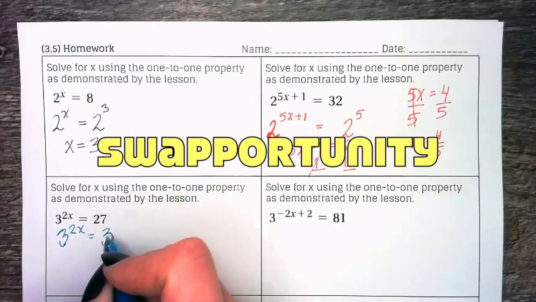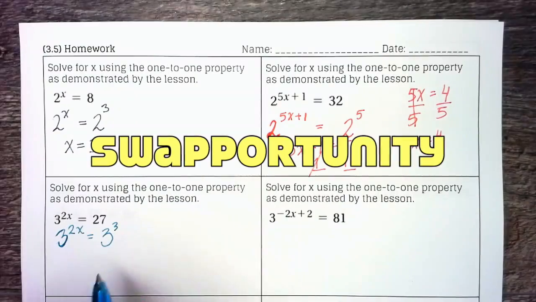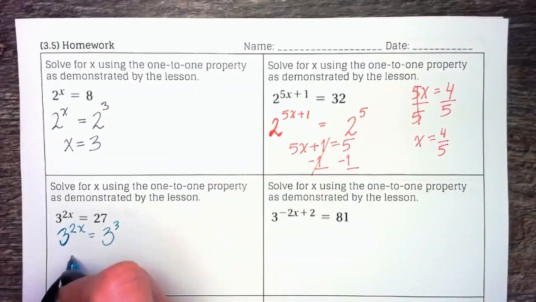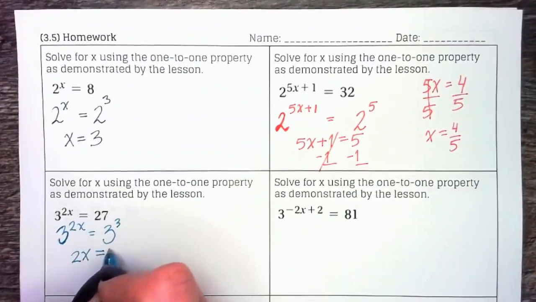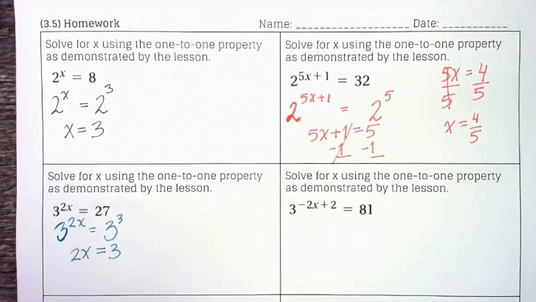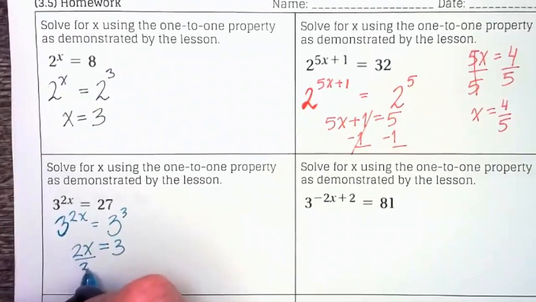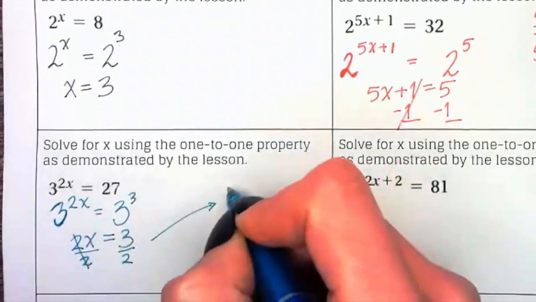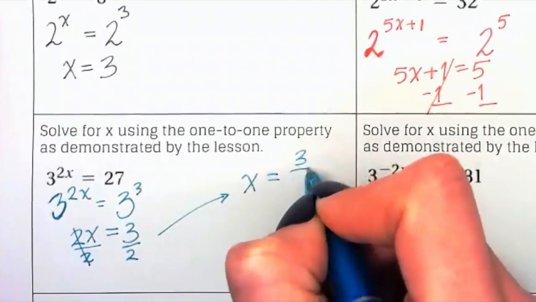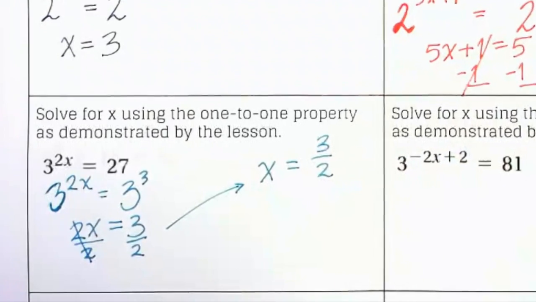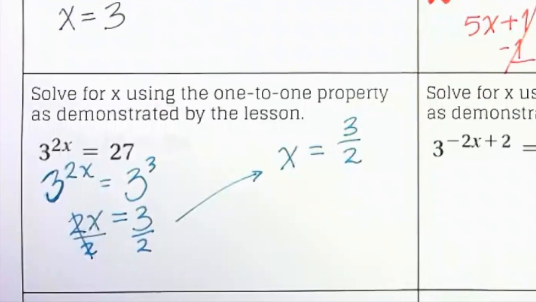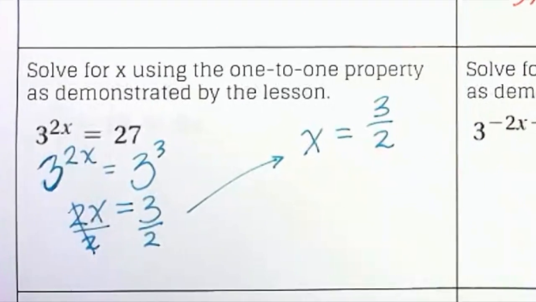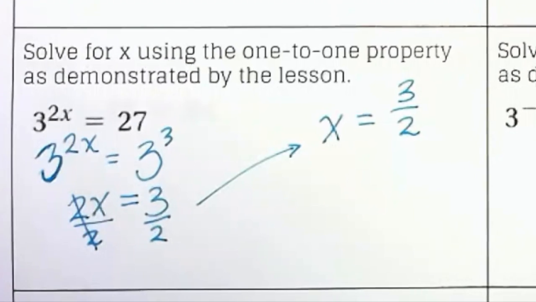Twenty-seven is 3 to the third power. If 3 to the 2x equals 3 to the third, that means 2x must equal 3, and then we can divide both sides by 2. X equals 3 over 2. What's 3 over 2 as a decimal? That's 1.5. But fractions are our friend. We can leave it that way.